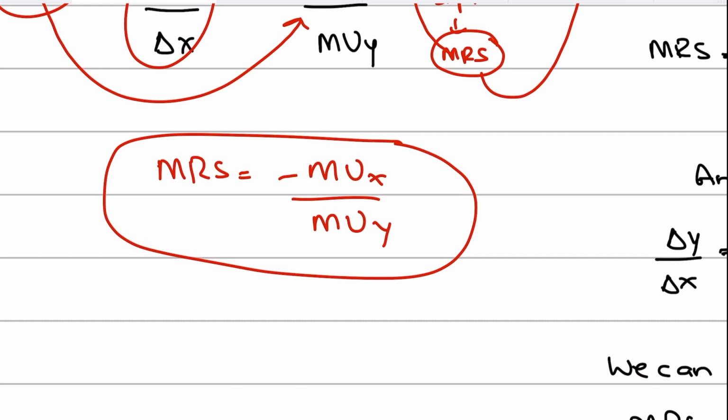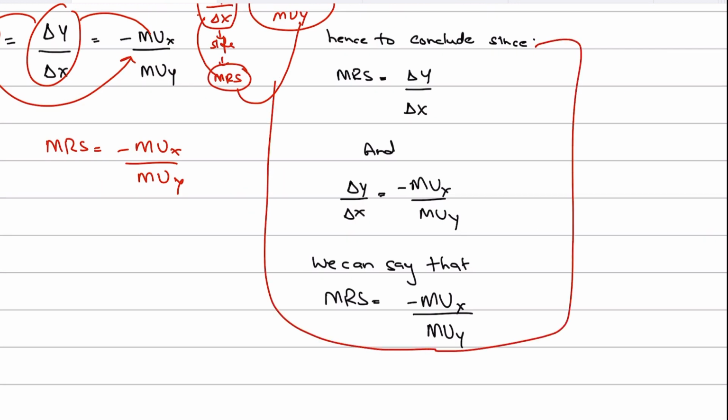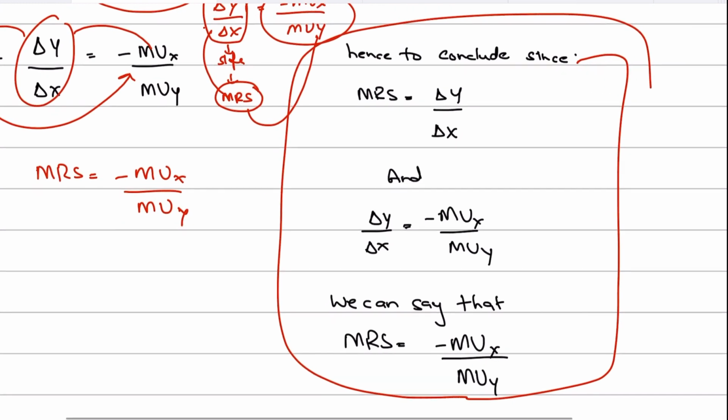So this video is explaining the mathematical derivation of why the marginal rate of substitution is equal to MUX over MUY. And I've also mentioned the steps over here. You can pause the video and copy this down, because this is exactly what I had just said.